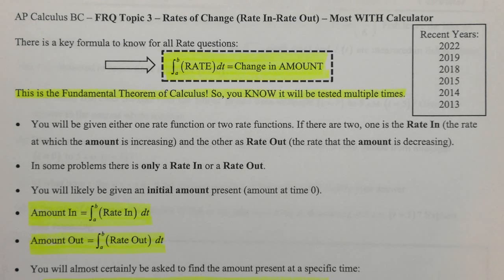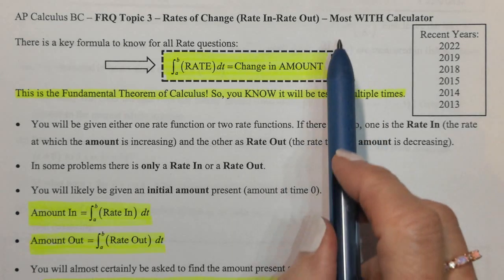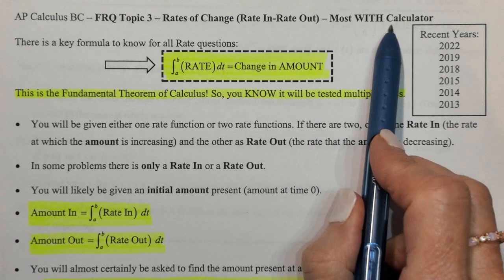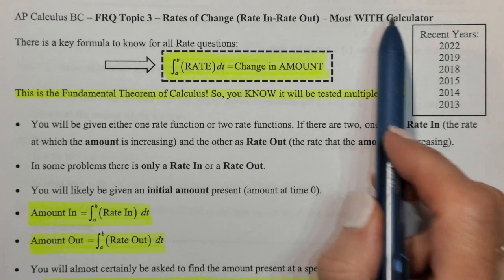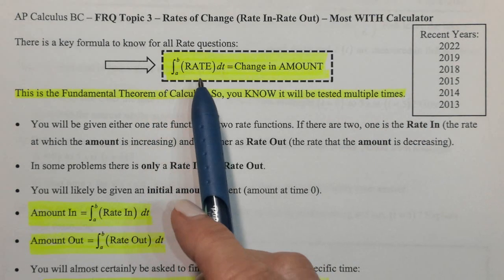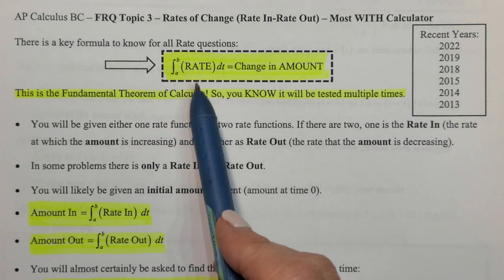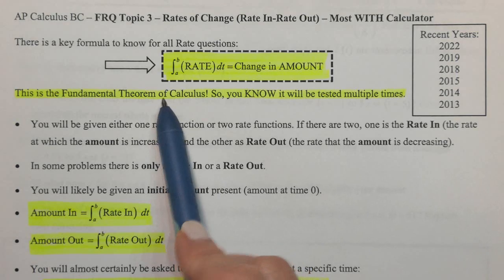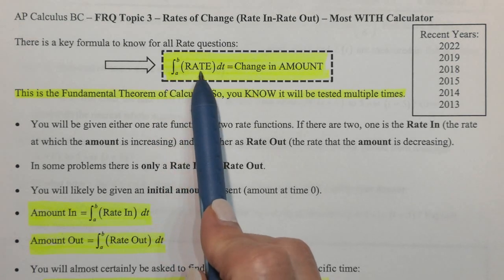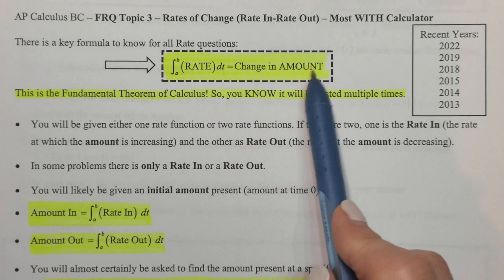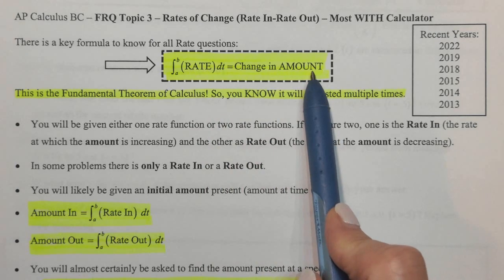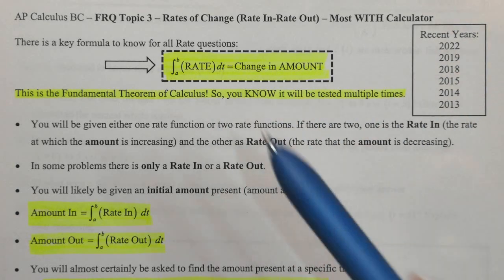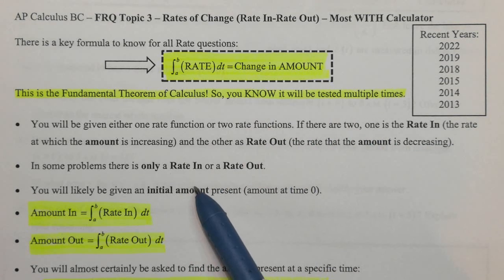Today we are doing FRQ topic 3, rates of change, also called accumulation using rates of change. Most of these are with a calculator, so grab your calculator for this one. There's a key formula to know for all of these rate questions, and it is the fundamental theorem of calculus. When you integrate a rate, you get a change in amount, okay? Fundamental theorem, you know it's going to be there a lot, okay?